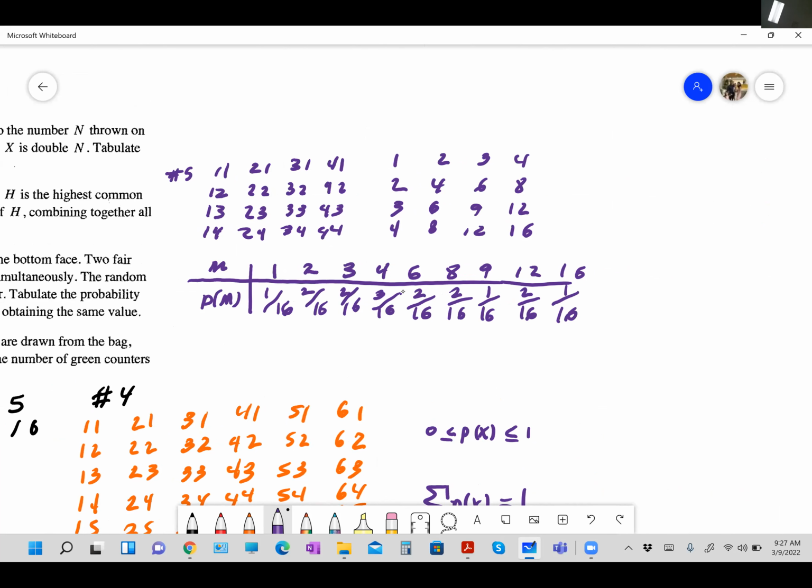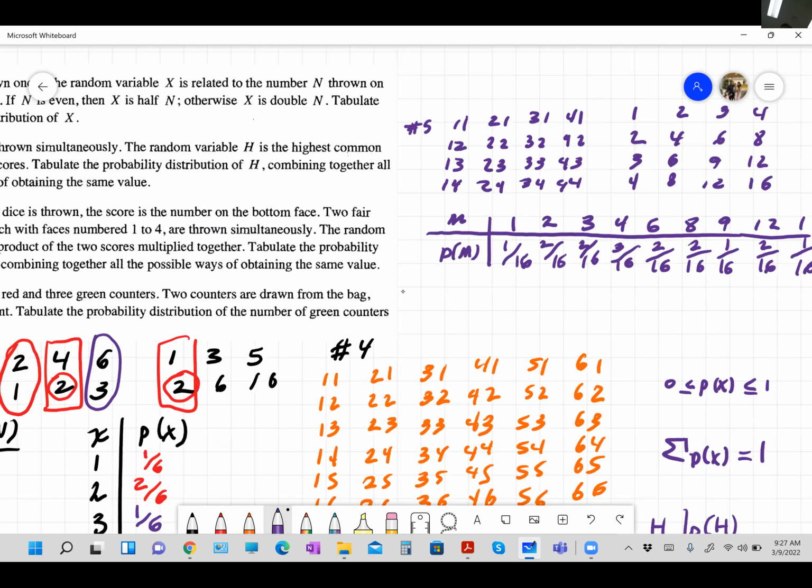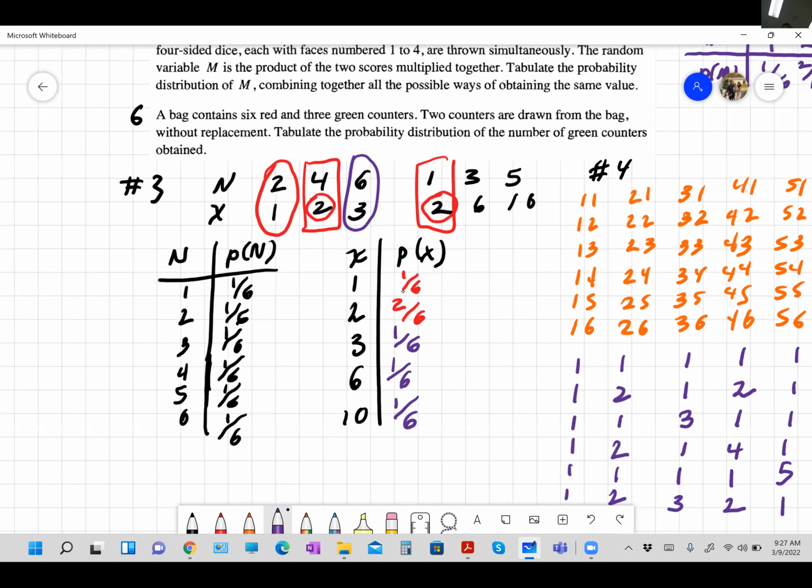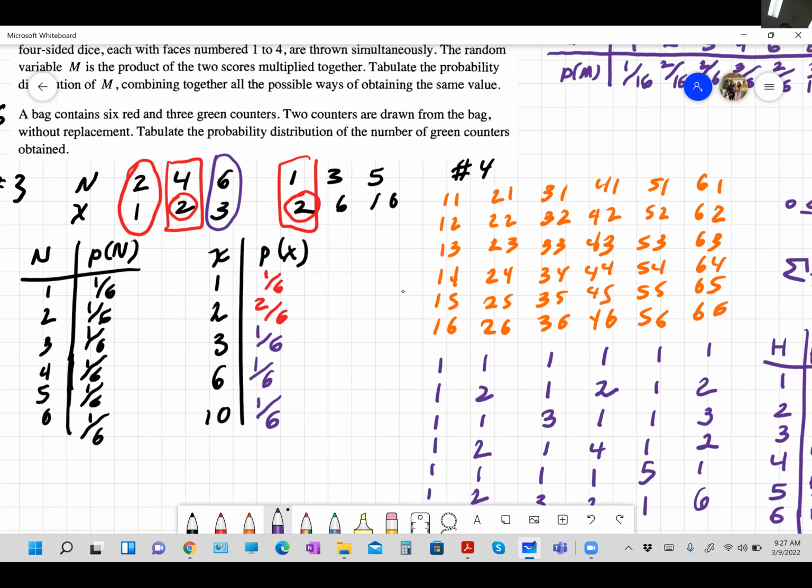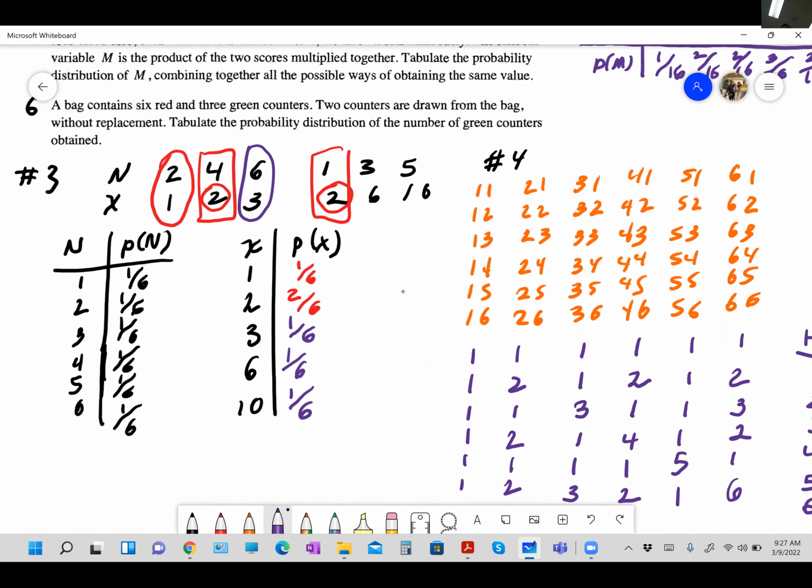All right. Now, the last one here. For number 6, a bag contains 6 red and 3 green counters. 2 counters are drawn from the bag without replacement. Tabulate the probability distribution of the number of green counters obtained.